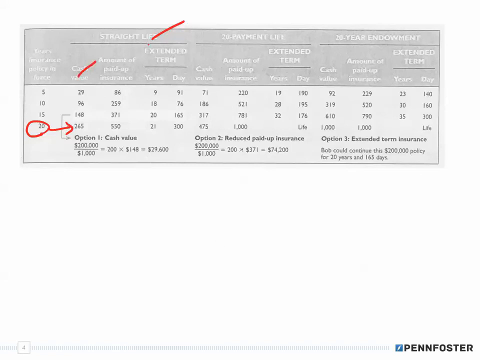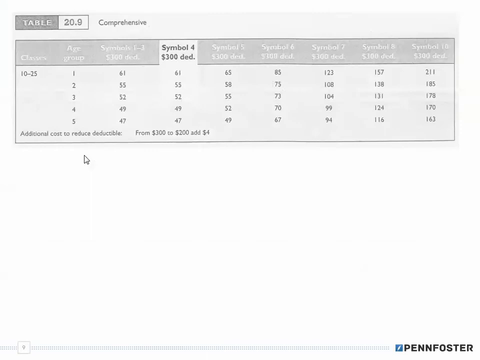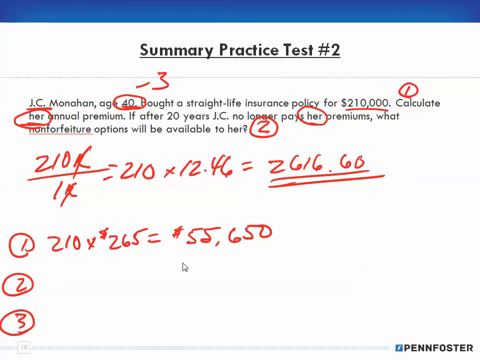All right. Now, for the reduced paid up insurance, this was our cash value column, and this is our paid up insurance column. So we have 550 for our paid up insurance. So I take the 210 and multiply it by the 550. And that gives me 115,500.